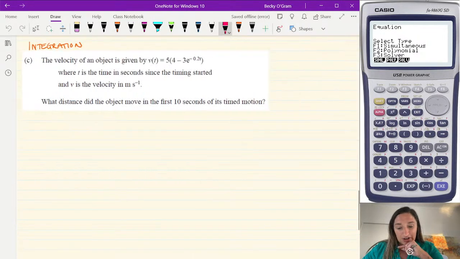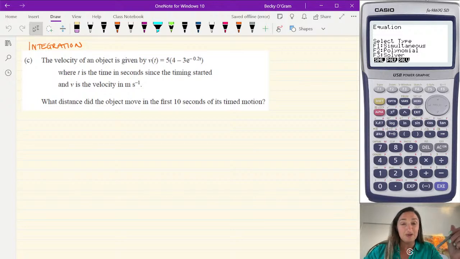Okay, integration. Let's take a look at that one. We've got a kinematics question here. The velocity of an object is given by this equation for v. t is the time in seconds, v is the velocity, and we want to know the distance that the object moved in the first 10 seconds of its timed motion. Right, so to get distance from velocity, we need to integrate.